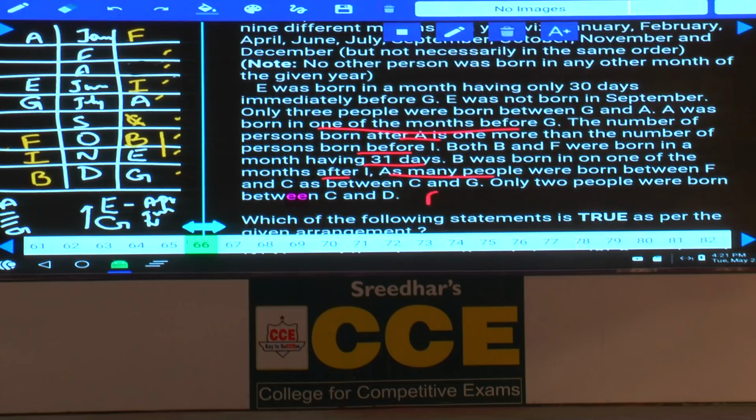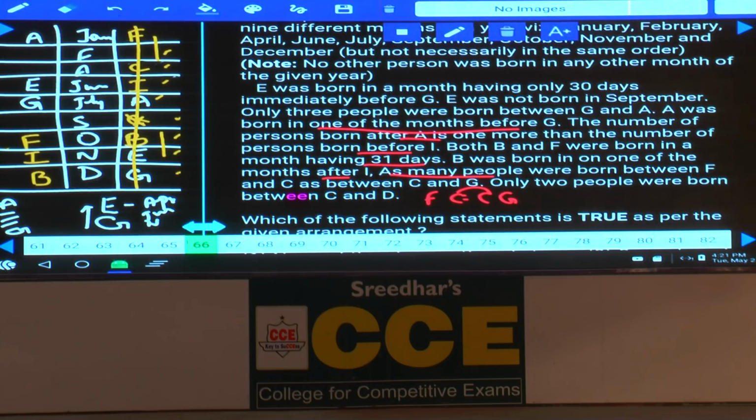Because F and C and G, tell me who is the person common here? C is common. And C must be in between these two. And C cannot be here. If C is here between F and C, there is only one person, C and G. There are 5 persons. And hence the first case is completely ruled out.